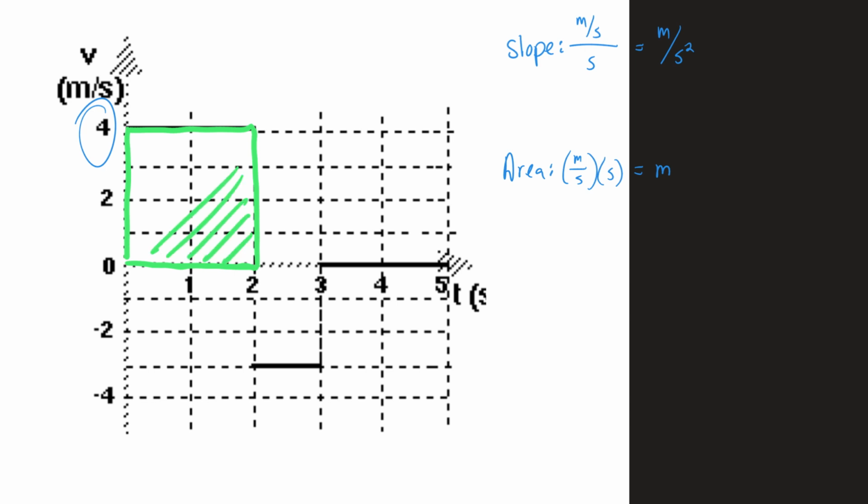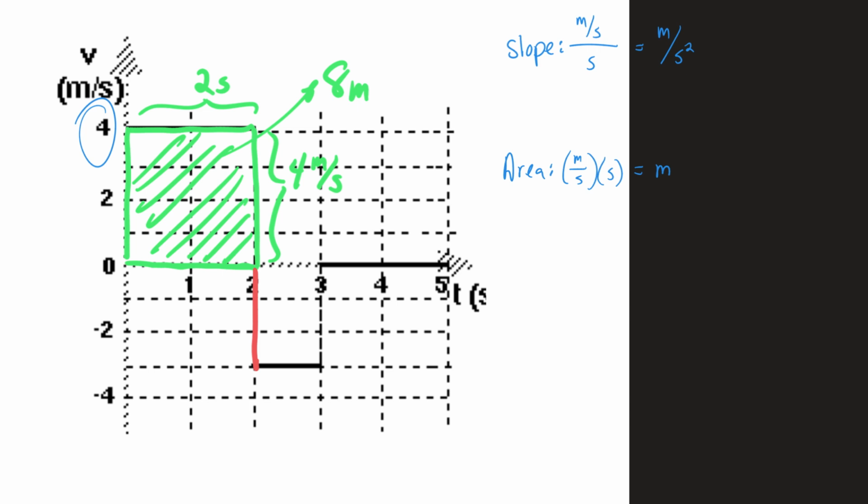This is a rectangle that has a length of 2 and a height of 4 meters per second. The area of that, 2 times 4, right? 8 meters. Looks like I have an area here too, don't I? And don't be concerned, this is a height of -3 meters per second. It is negative. You can have negative area. It just indicates direction. And this, 1 second. -3 times 1 would be the area of this section, and that is -3 meters.